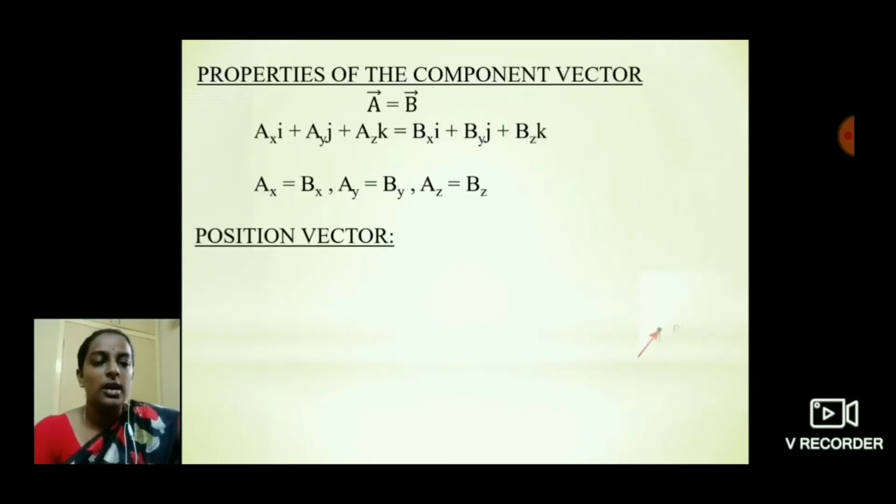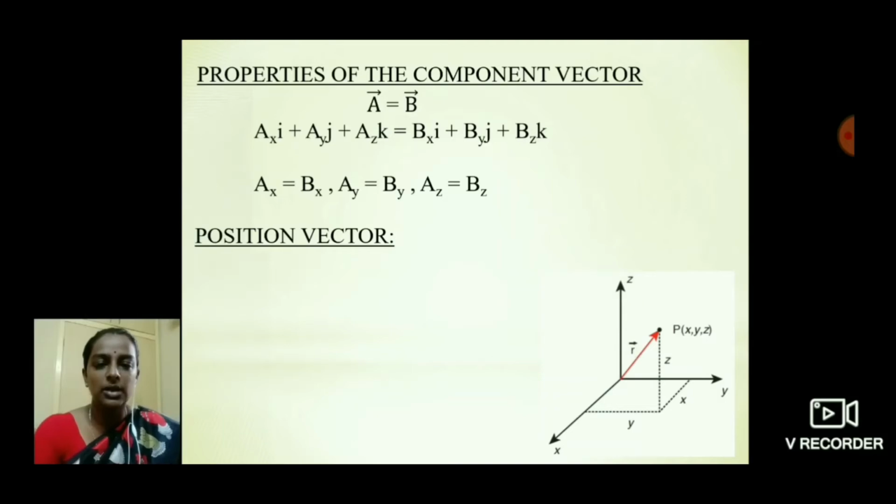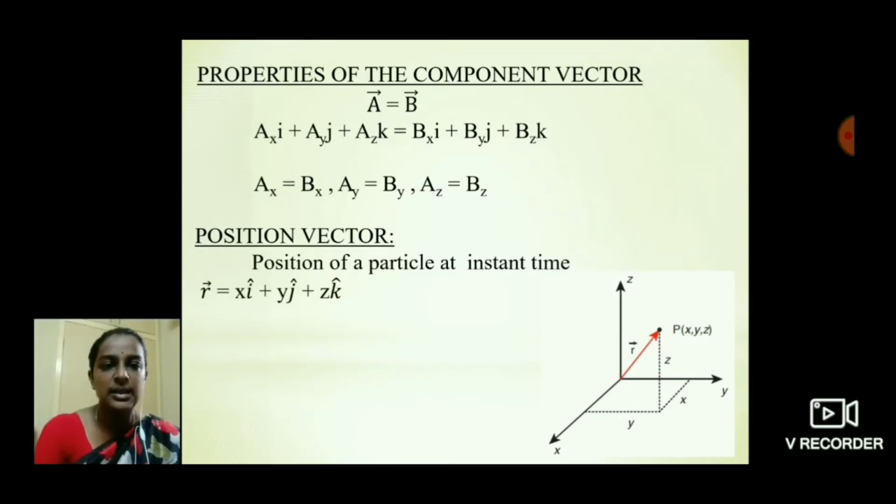Position vector. In general, the meaning of position is locating an object. So P is the object and R vector is the position taken by the object P. That can be defined as R is equal to xi plus yj plus zk. It is given at any instant of time t.